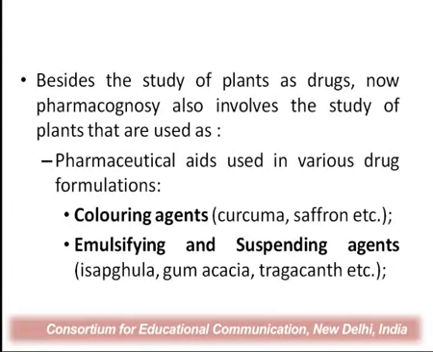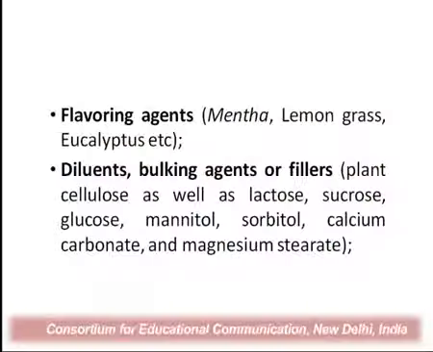Examples of coloring agents are curcuma, which we commonly know as haldi, saffron, which we commonly know as kesar, and similarly beetroot, chakundar. These are also used as coloring agents in the manufacturing of various pharmaceutical products. Similarly, various gums such as gum acacia, tragacanth and isabgula are used as emulsifying and suspending agents in the pharmaceutical industry. Various plant drugs which have essential oils are used as flavoring agents, like mentha, lemongrass, eucalyptus. All these are used as flavoring agents in various preparations.